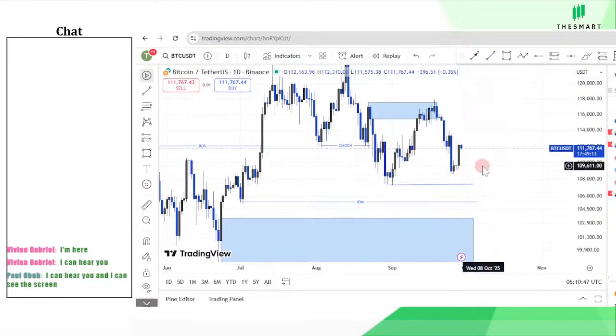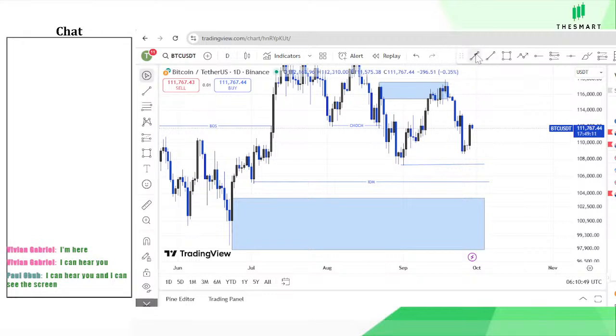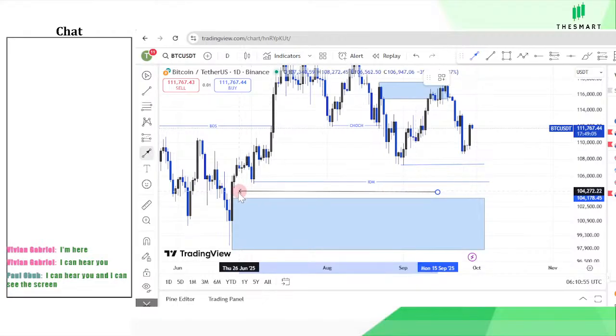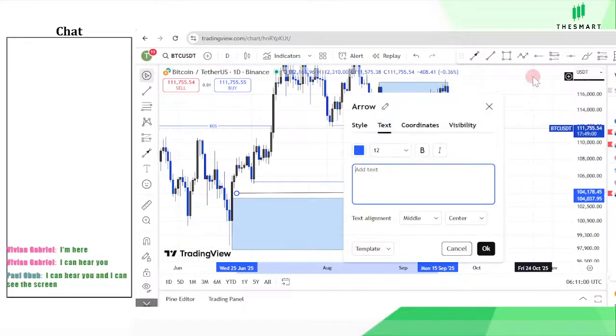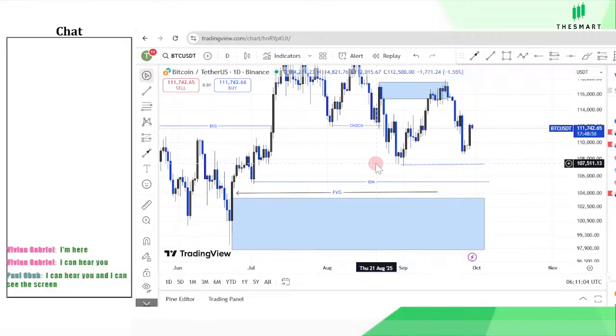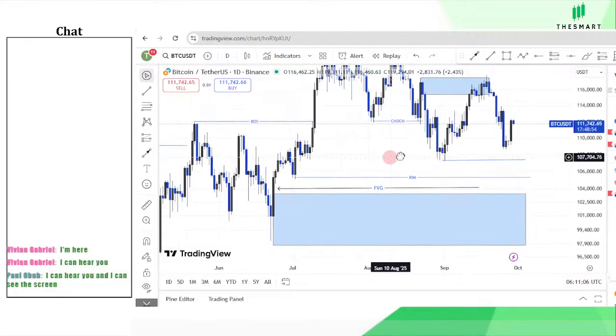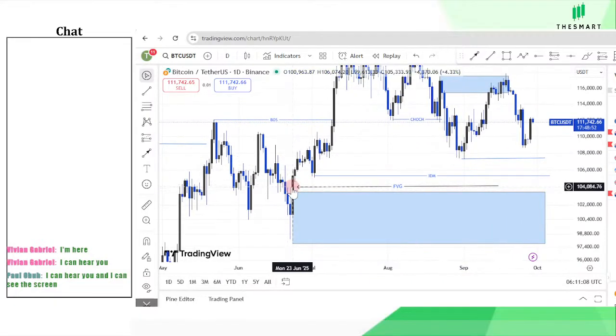And below our inducement, we have this fair value gap, which validates this other block for us to take our trade from. There's an FVG there. We don't take our trades without FVG. If you look at this point, there is an FVG, which makes this point our point of inducement, and this is our other block. This zone here is our other block.